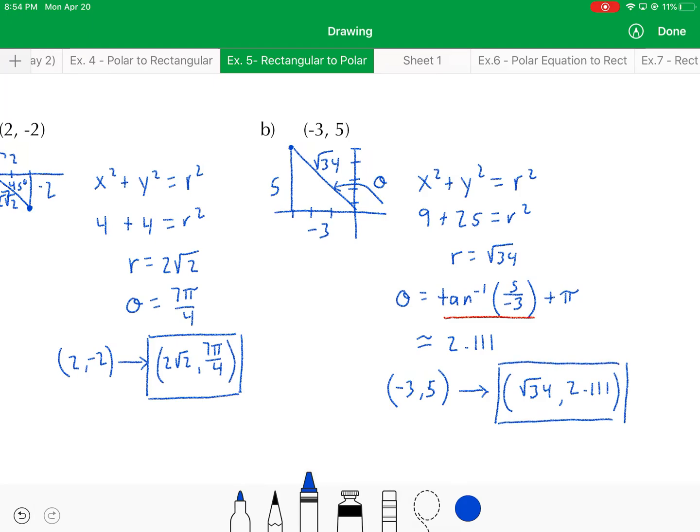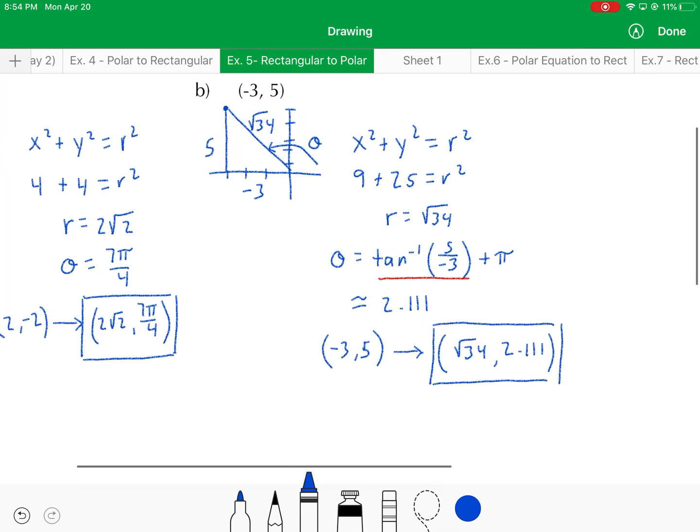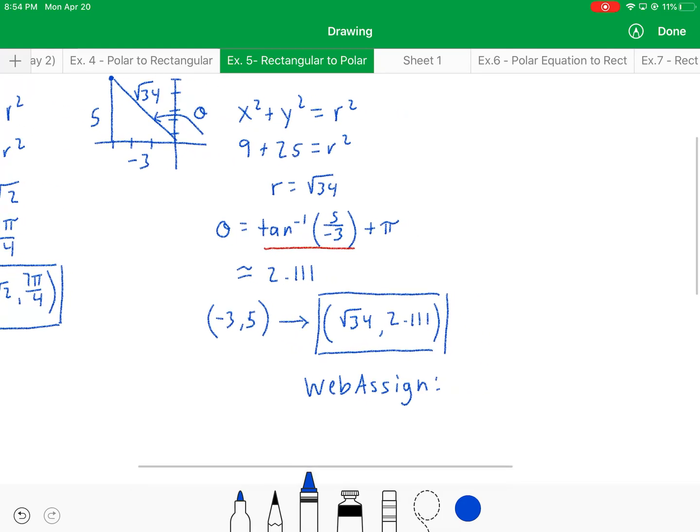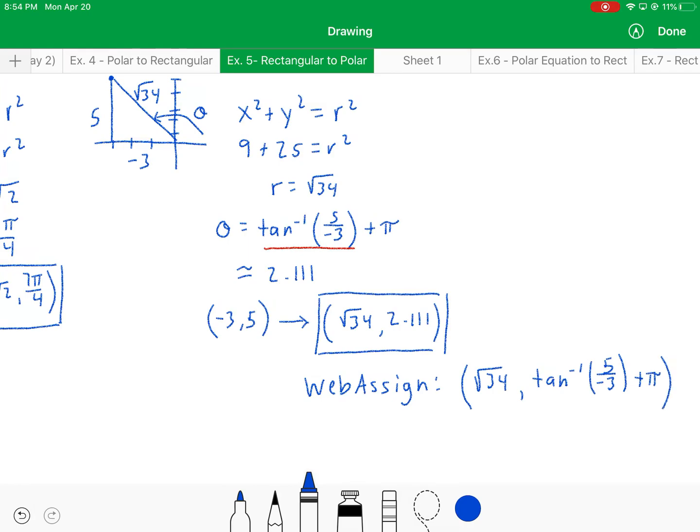Okay. Now, this is extremely important for you when you go to complete your WebAssign assignment related to this lesson. WebAssign is not going to want a decimal approximation for theta here. Instead, WebAssign is going to want you to input your answer like this. They're going to want an exact answer. So you'll type it in as the square root of 34, comma, inverse tangent of 5 over negative 3 plus pi. That's how you're going to want to input it. Okay, very, very important.